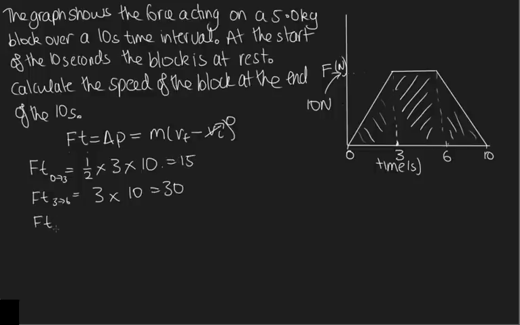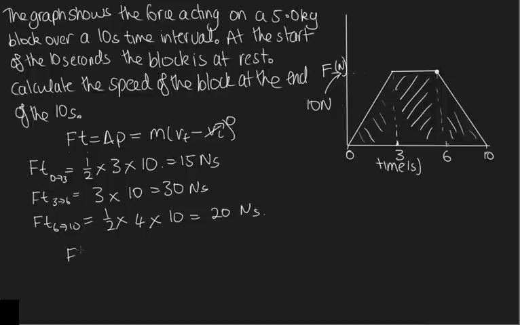And force times time going from 6 to 10 seconds. Once again, we've got a triangle over here, and so that's half the base. The base, we're going from 6 to 10, so that's 4 seconds. So 4 times the height, and the height is 10 newtons. So that is equal to 20. And all these have units newton seconds.